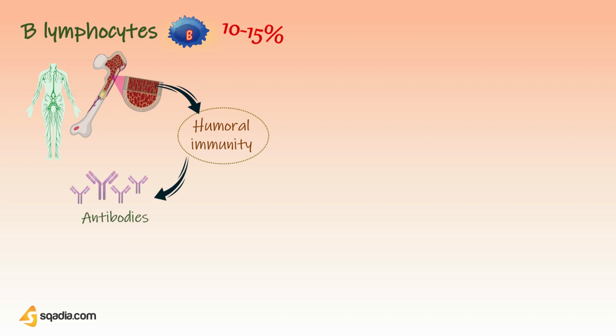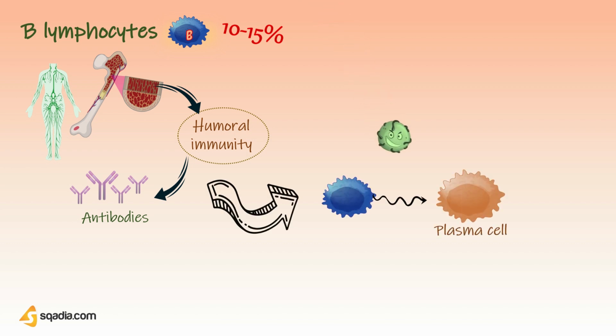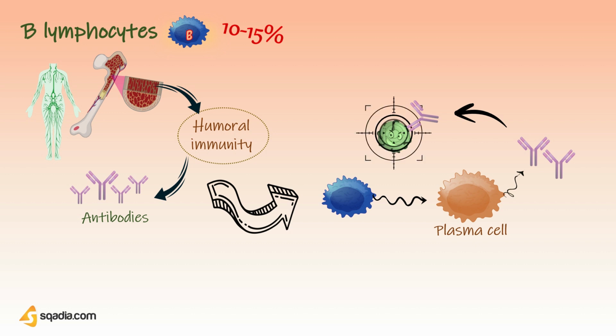In the presence of a foreign invader, when B cells interact with its antigen in the presence of T cells and macrophages, B cells can transform into plasma cells, which abundantly make and secrete antibodies that are directed against specific antigens. These antibodies bind and directly or indirectly kill the pathogen. In this way, these cells are responsible for humoral immunity.